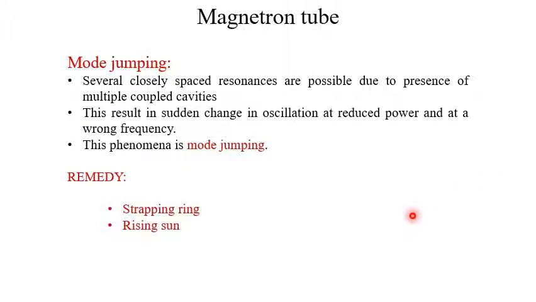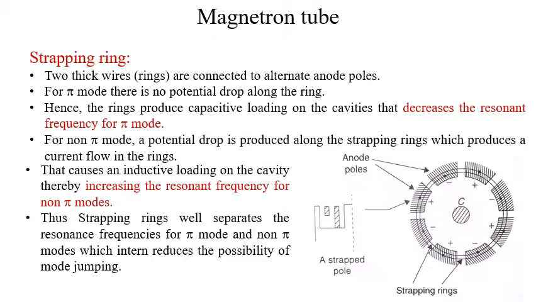To prevent this, we have the remedy, and the remedy is the strapping ring, and another remedy is the rising sun. So let us try to understand these two. First, consider the strapping. Two thick wires are connected to alternate anode poles. So if this wire is connected here, then it will not be connected to the next one, but the next of the next one. So alternately it will be connected.